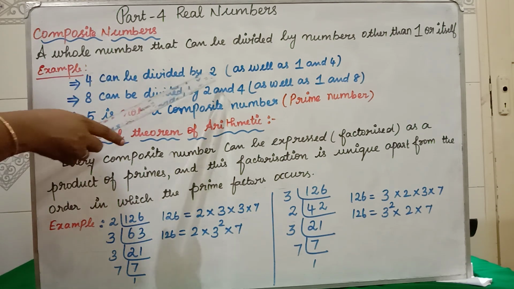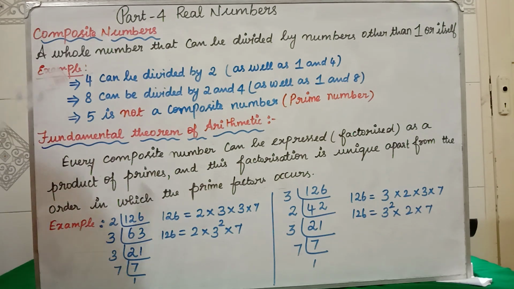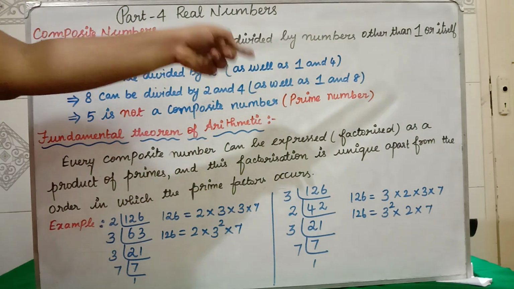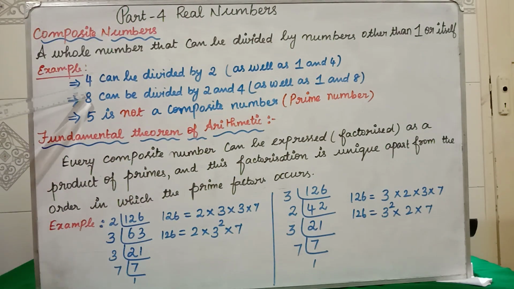4 can be divided by 2, isn't it? Other than 1 and 4. What they are saying is, can be divided by a number other than 1. So if you see, other than 1, 4 can be divided by 2. Then 4 is what? Composite number. 8, if you take, 8 can be divided by what? 2 and 4, other than 1 and 8. So 8 is again what? Composite number. If you see 5, it is divided only by 1 and 5 itself. Then it is not a composite number. Then 5 is what number? 5 is a prime number.